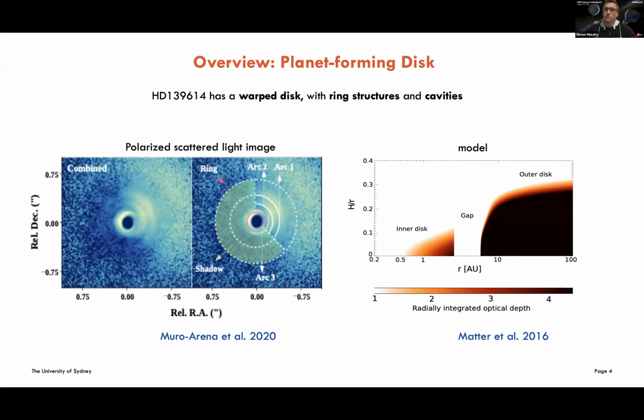And then the star has this planet-forming disk. The disk is warped, it has ring structures, and it has cavities. On this image on the left, you can see that close in to the star on the left-hand side, the disk is illuminated, whereas as you move farther away, the disk is not illuminated, and that's indicative of the disk being warped. The next image shows the various ring structures that have been identified in scattered light photometry. And on the far right, we have a model of the integrated optical depth, which shows a gap in the disk, which is attributed to embedded protoplanets.